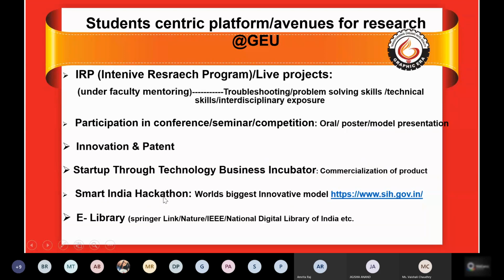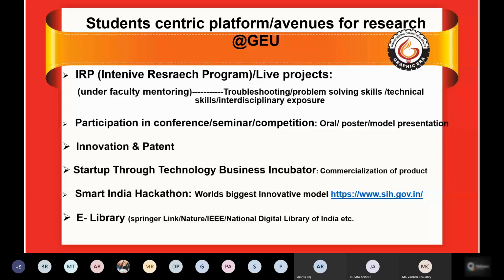Likewise, one of the biggest innovative models is Smart India Hackathon, right? And I am pleased to inform you that our university is one of the centers where the hackathon is organized. So it is one of the platforms where undergraduate students are able to solve the problems of India, the problems of an institution, of the companies or the labs, right? And it is a platform where you can get a placement in different institutions or companies. Then we have a library facility that we'll discuss later on.